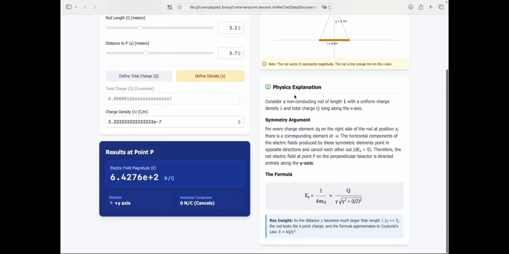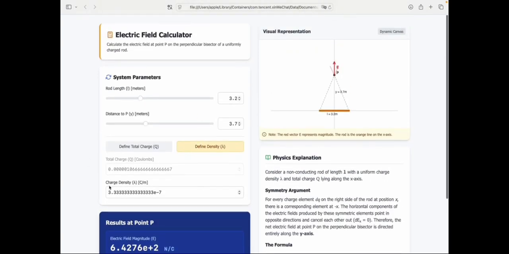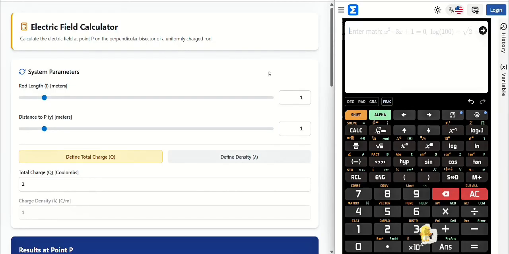The physics explanation below describes the symmetry argument and shows the formula we use for the calculation. And at the bottom, we display the electric field results at point P in scientific notation. So the layout is quite simple: input on the left.